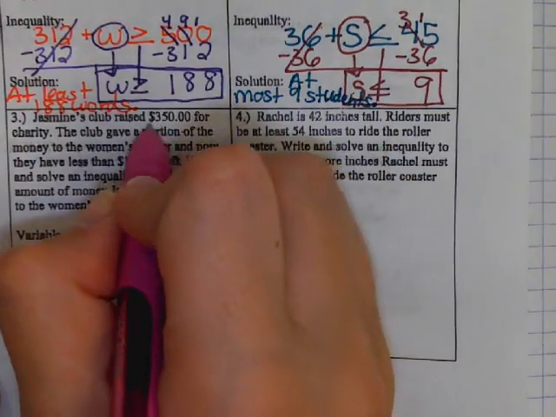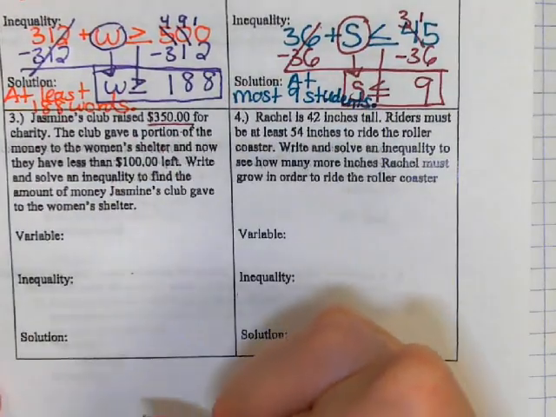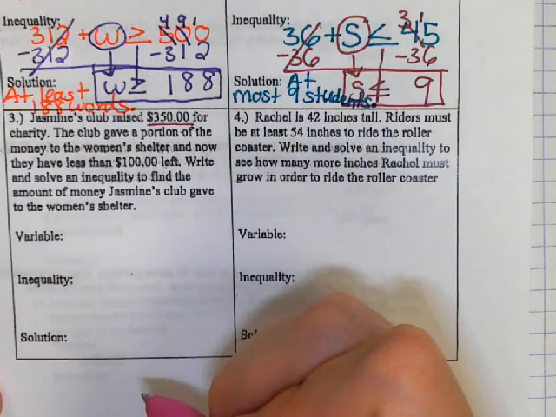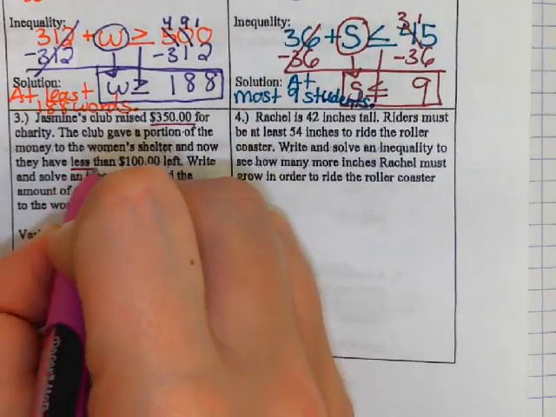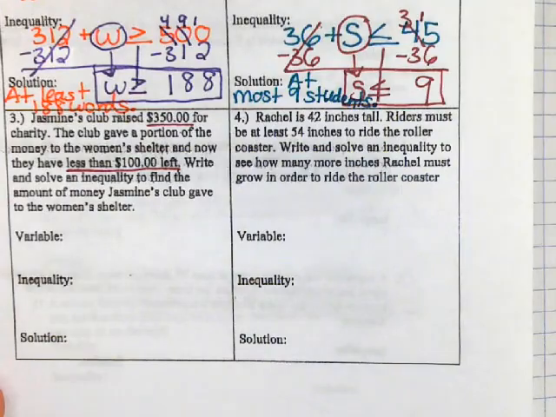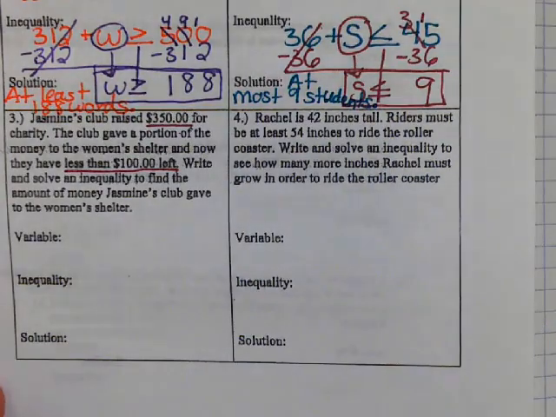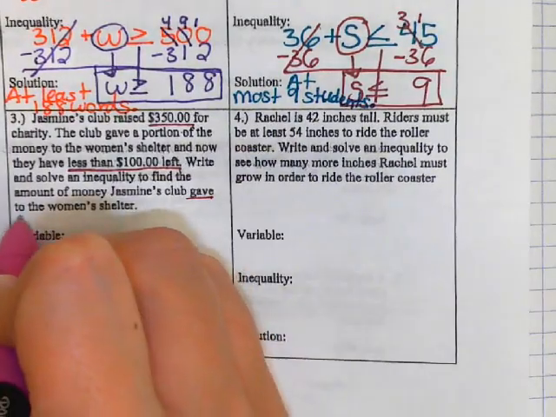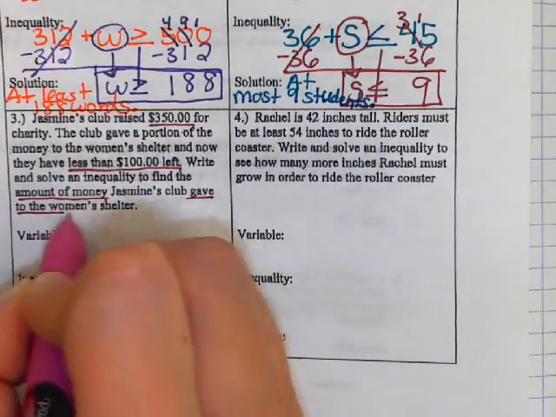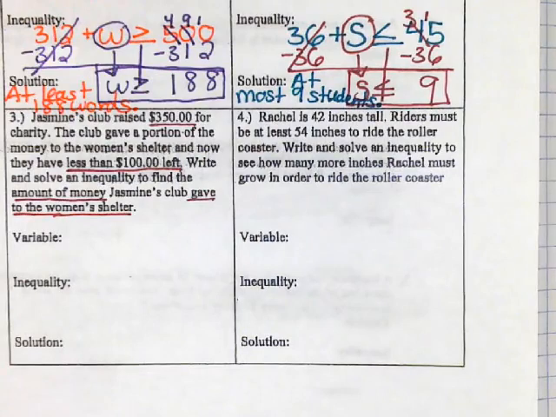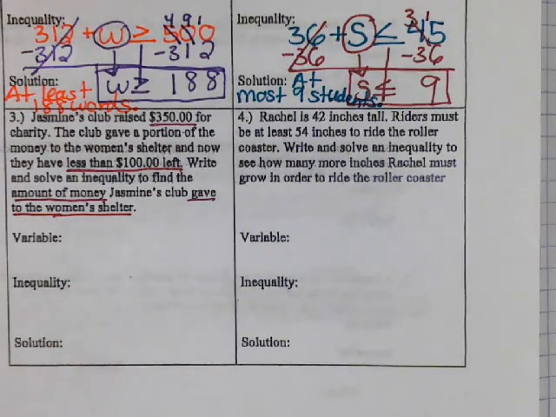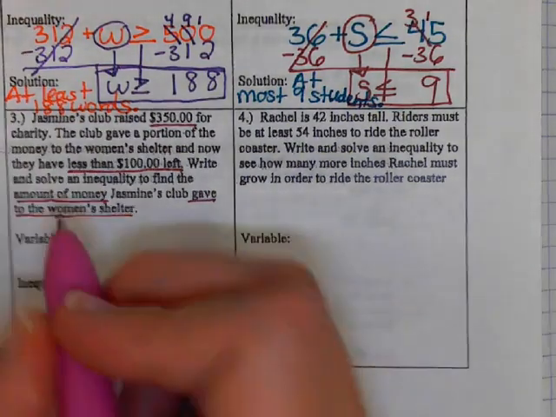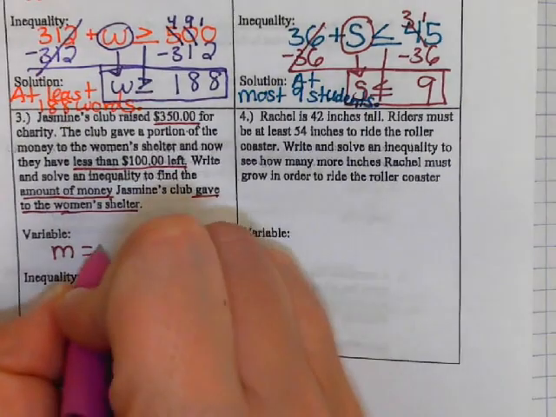Jasmine raised $350 for charity. The club gave a portion of the money to the women's shelter and now have less than $100 left. Write and solve an inequality to find the amount of money Jasmine's club gave to the women's shelter. The amount of money that they gave to the women's shelter. Well, we're talking about money, okay? So I'm going to have M be my variable for money.